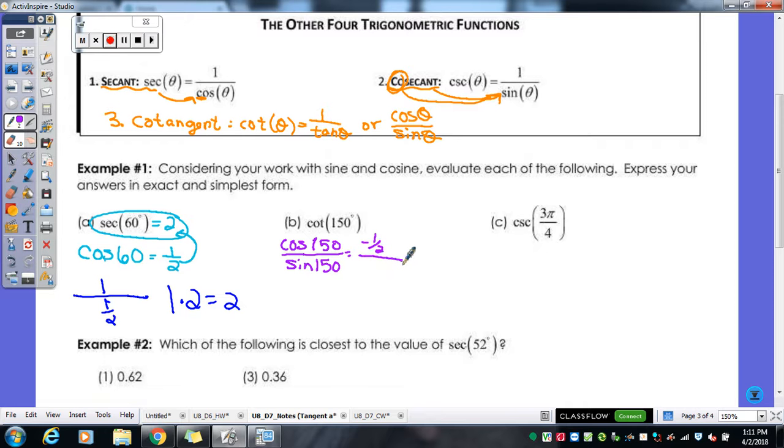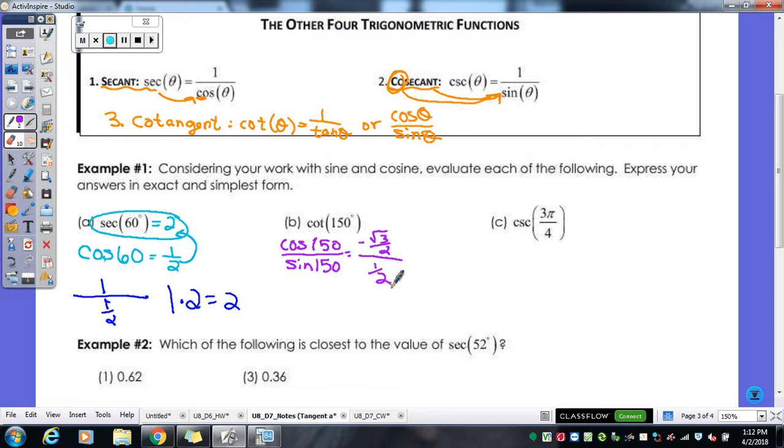No, -1/2. And then sine of 150? Wait, no, I have that. Nope, Tim, you were right. Brain fart. Nice job, Tim.